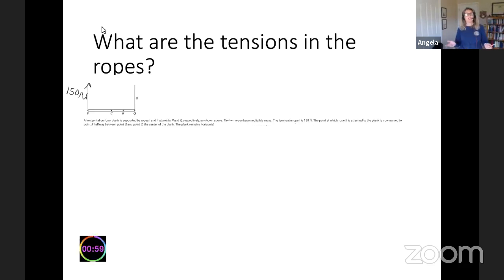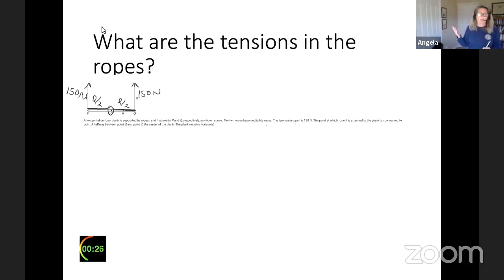Okay, so originally, they're telling you that there's 2 ropes on the ends, and the left rope has a tension of 150. Okay, I kind of feel like, if you call the center the axis of rotation, you know that the distance from here to here is L over 2, and the distance from here to here is L over 2. So if you know there's the same distance from the axis of rotation and it's in equilibrium, they have to have the same tension. So this would also be 150 newtons.